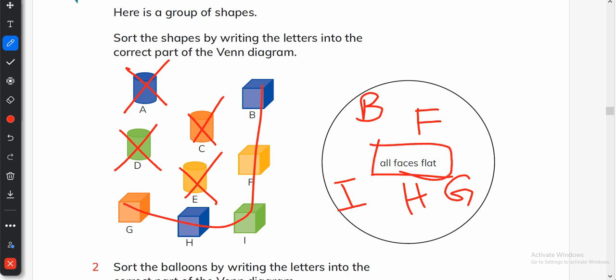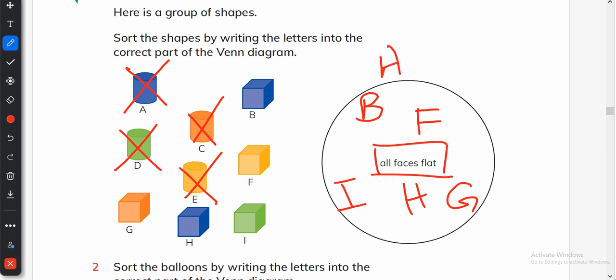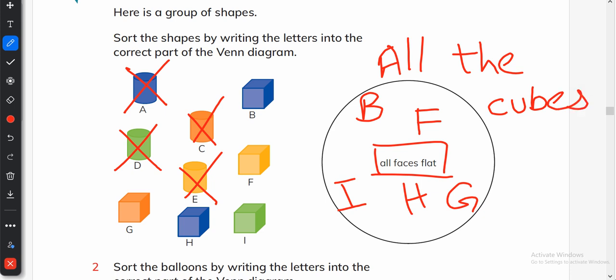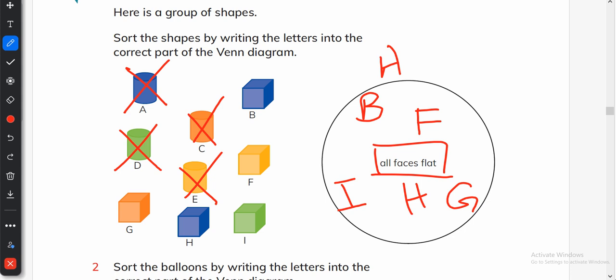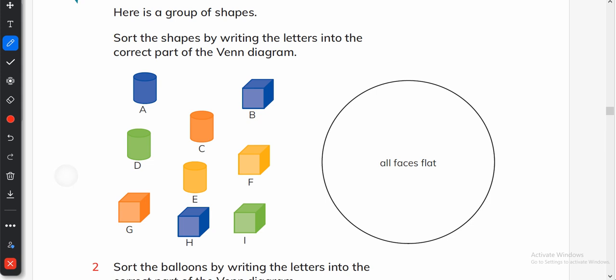All of these are cubes. So we can change the label. I'm just telling you, I'm not saying to change the label of the book. We can write this label as: all the cubes. So all the cubes will go inside. Or we can do this, all the cylinders. If we have to change it, we can write that all the cylinders, then all the cylinders will go inside. And these flat faces shapes will remain outside the circle.